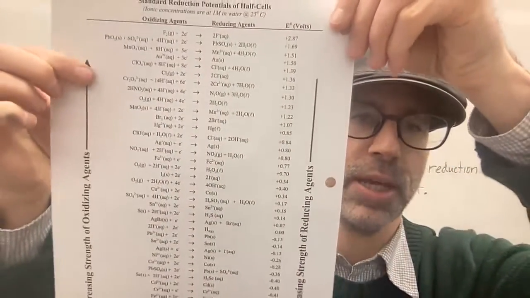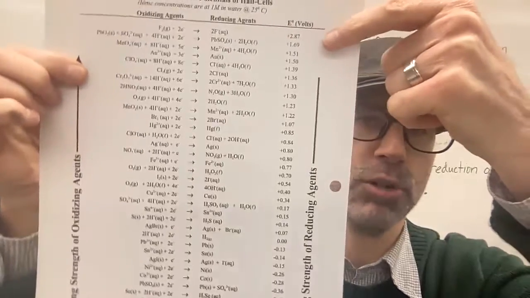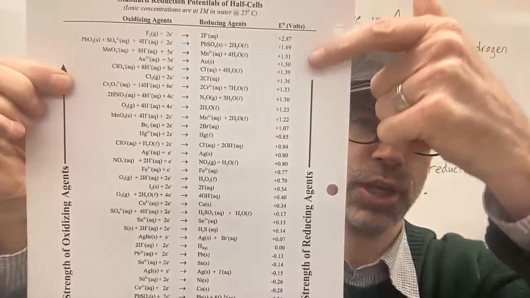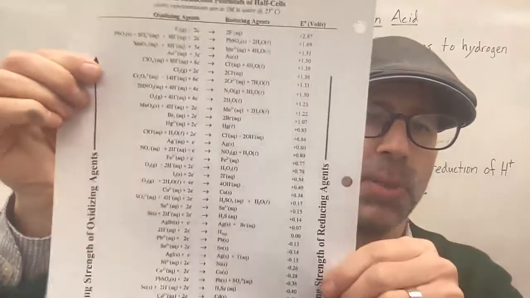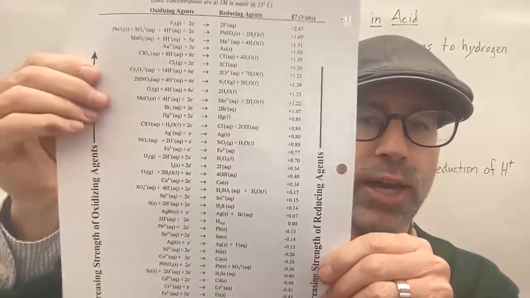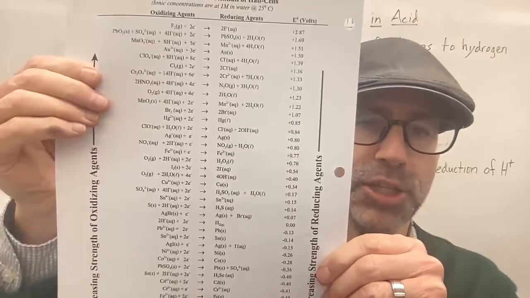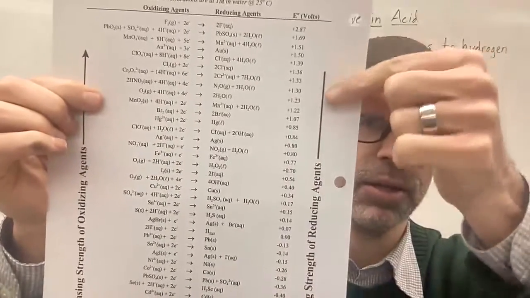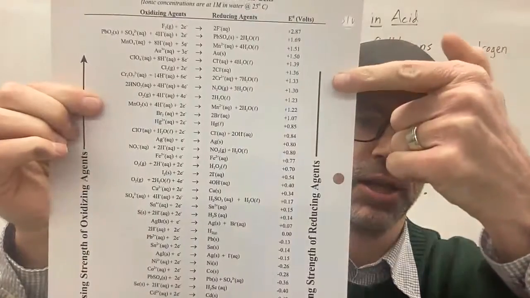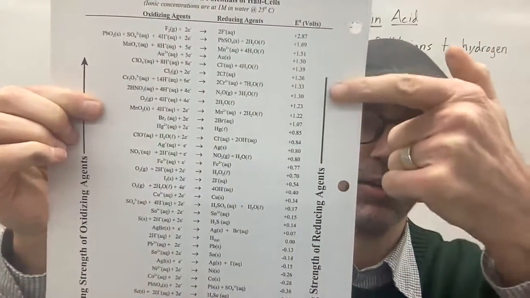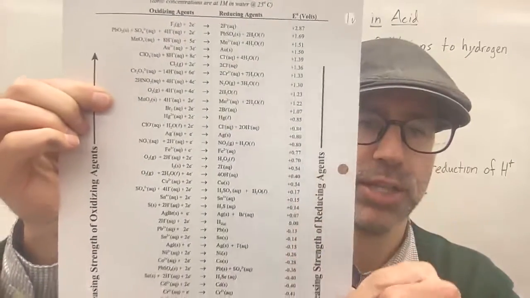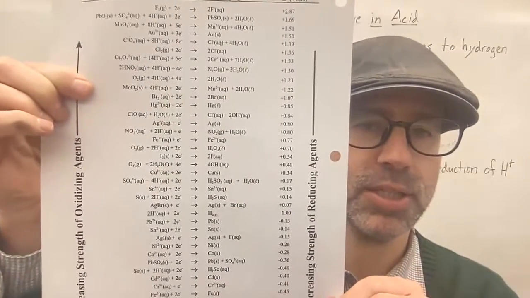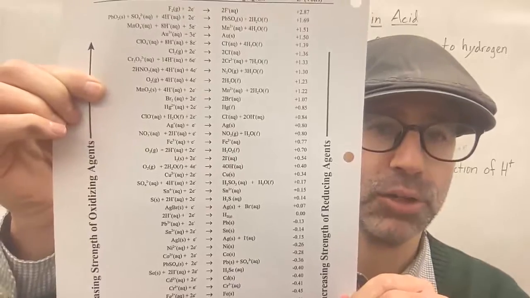So here's that list I showed you before, the standard reduction potentials of half cells. I told you before, it starts with the most positive electrode potentials and works its way down to the more negative ones. And remember what I said before, that if you're going to get a spontaneous reaction, you need to pair up the redox reaction on top with anything below that particular redox reaction. So here we're talking about the dissolving of metals in acid.